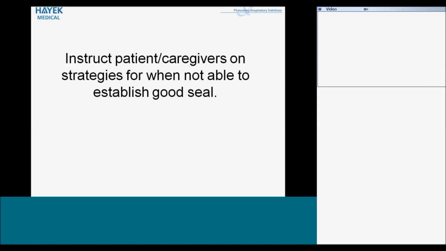All right, you want to instruct patient and caregivers on some strategies when they're not able to establish a good seal. Basically, it's a matter of locating the point where the seal is not meeting up with the patient's chest wall or abdomen. And you can run your fingers around. It's most typically at the top or the bottom.